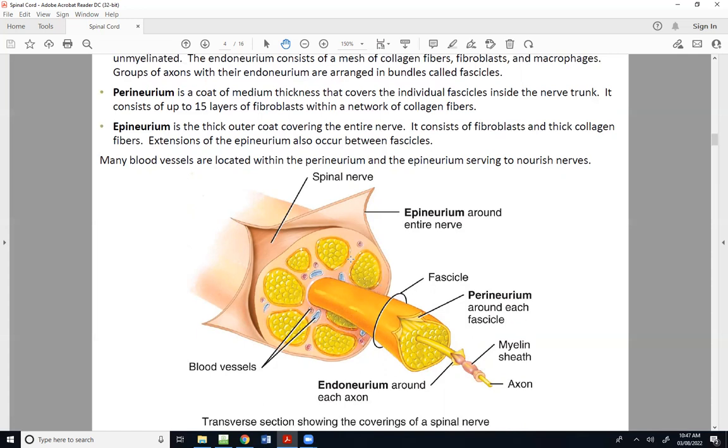This is an image that I do want you to know. I don't really care about the term spinal nerve or blood vessels over here on the left, but I would make sure you know definitely the epineurium, the fascicle, the perineurium, the endoneurium, and since they're labeled and visible, the myelin sheath and axon as well.